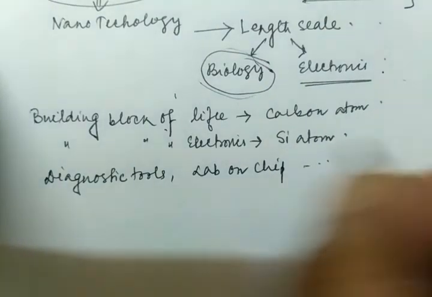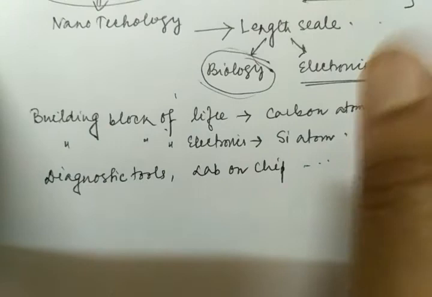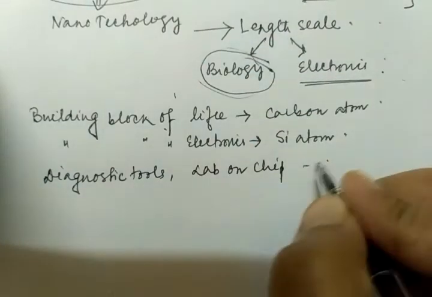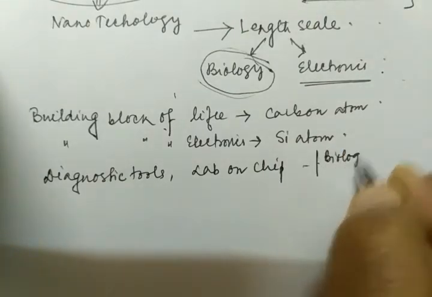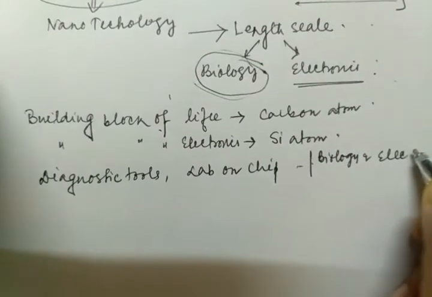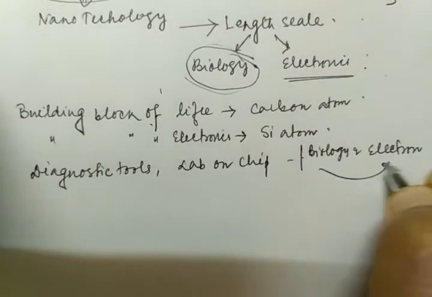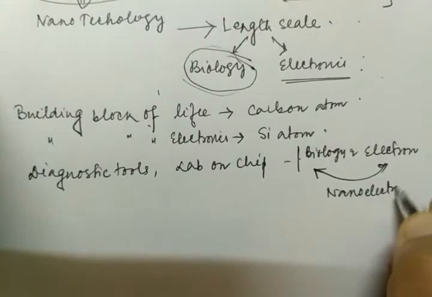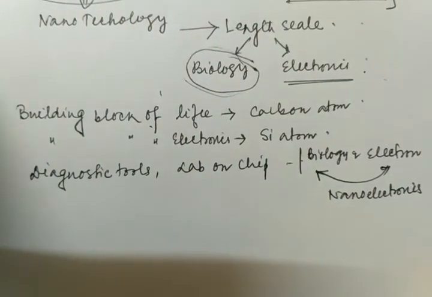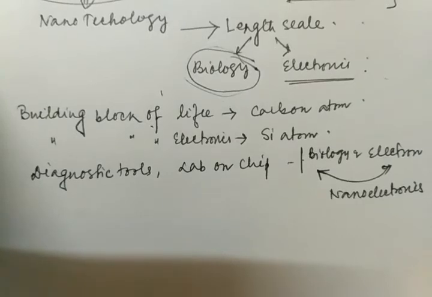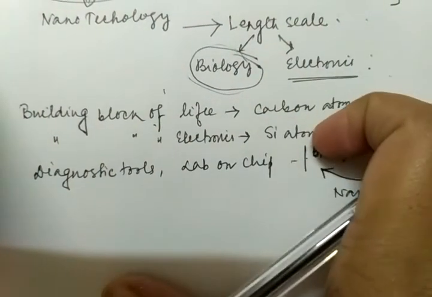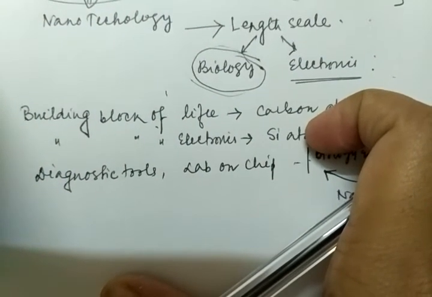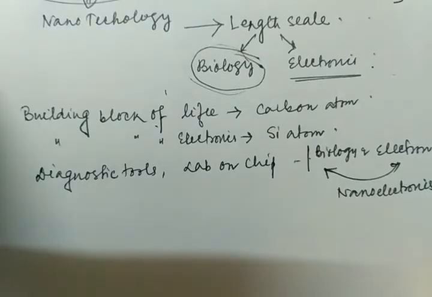Biology and electronics are two distinct areas, but they are interrelated with the help of nanoelectronics. So I am again repeating that biology and electronics are mostly related with the help of nanoelectronics. Got my point? This is a broad application area of nanoelectronics that we will come to gradually after the second and third module.